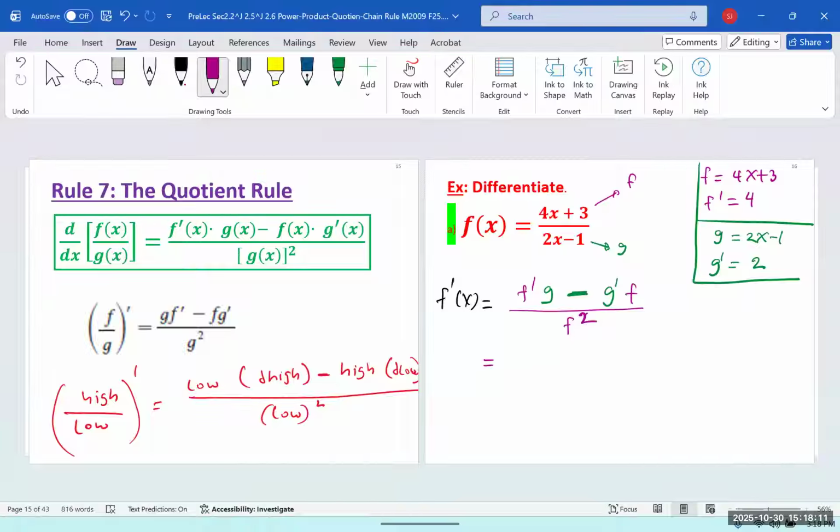What is f prime? 4 times g. What is g? But minus 2x minus 1 minus g prime. What is g prime? 2 multiplied by f. What is f?